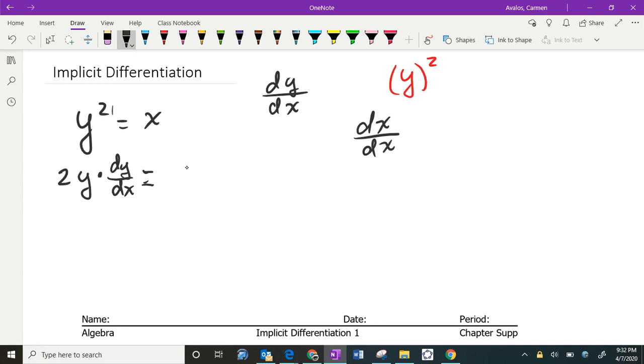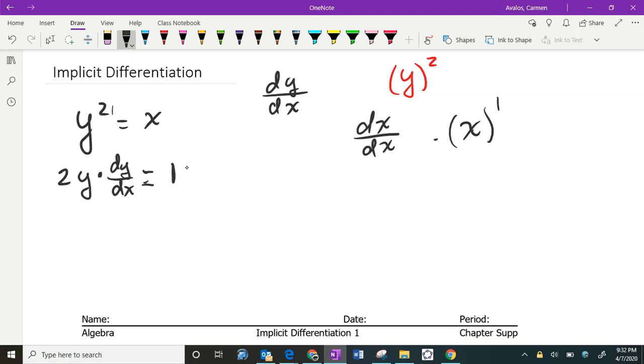So that's why when we take the derivative of x with respect to x, you're still doing the chain rule. The derivative of x is dx over dx, which is just 1. They're changing the same way. So this one here is just going to be 1. There is no dy dx or anything like that.